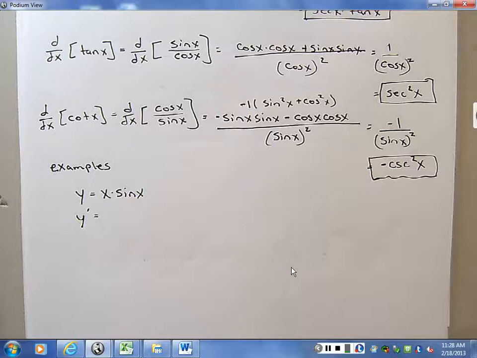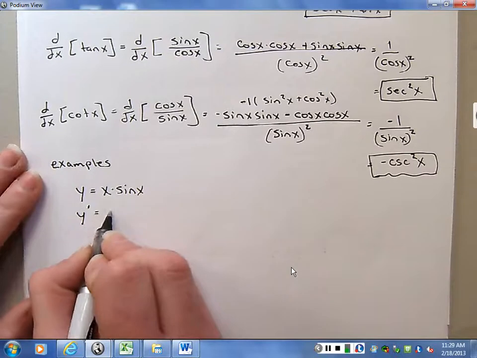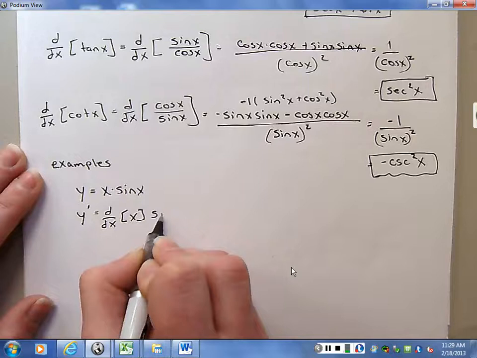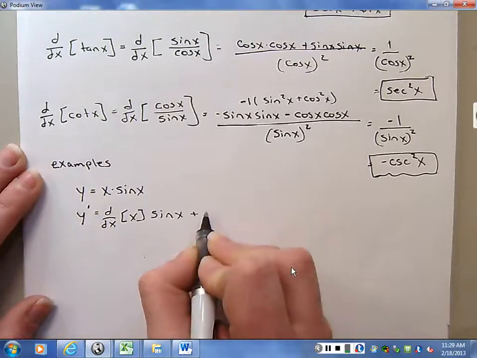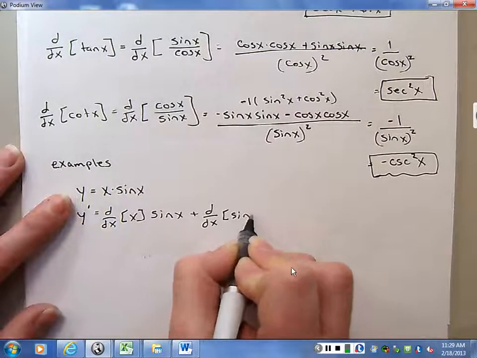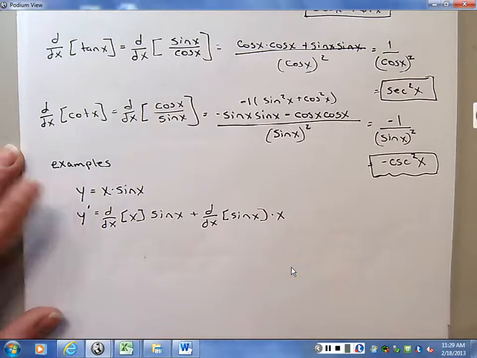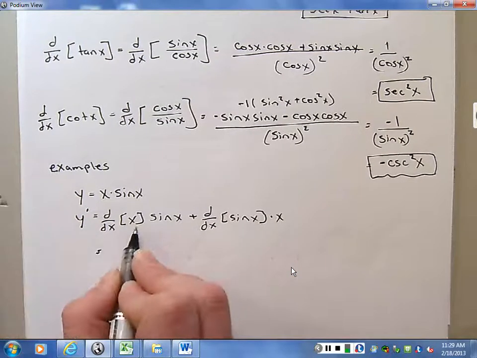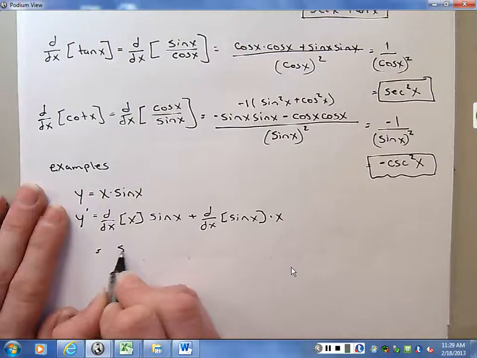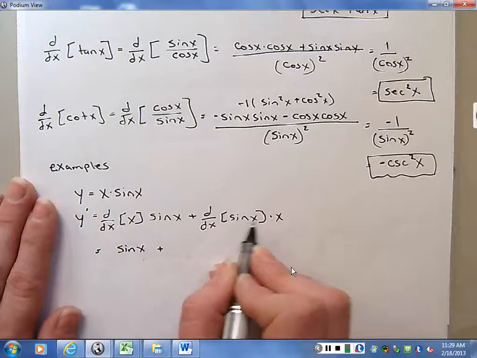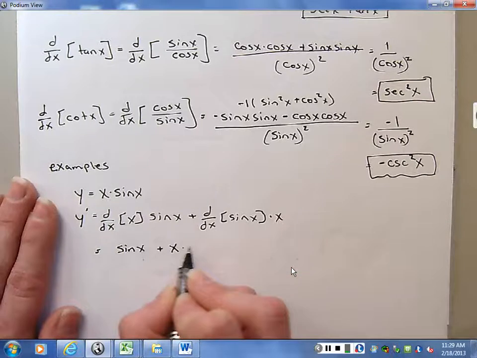And the product rule says the derivative of the first one, so I'm going to write this out. I take the derivative of the first function, hold the second function, plus the derivative of the second function, hold the first function. So now if I simplify this, what's the derivative of x? 1. So I get sine of x. What's the derivative of sine? Cosine. So I have cosine times x. So I write that as x times cosine.